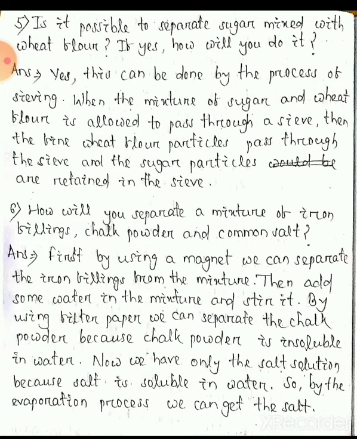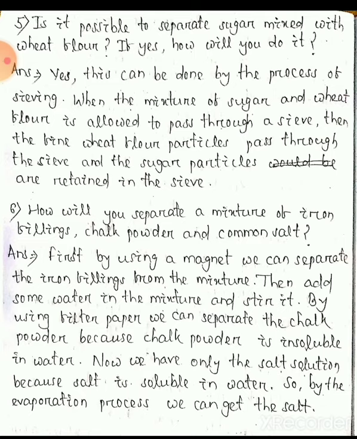So if we add some water, then what happens? Common salt is completely soluble in water, whereas chalk powder is insoluble in water. So by the filtration process we can separate them. Then which component is left? Salt, which is soluble in water, that makes a salt solution. By heating that solution we can get the common salt by the evaporation process.